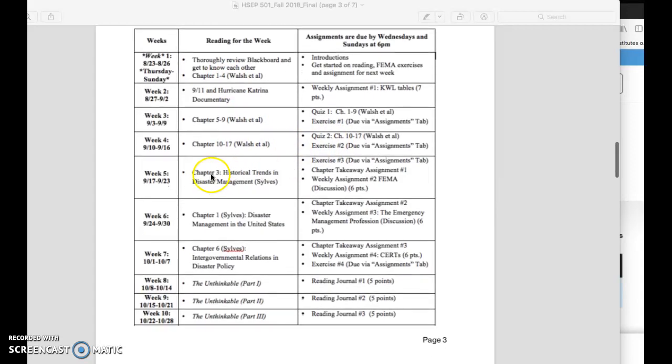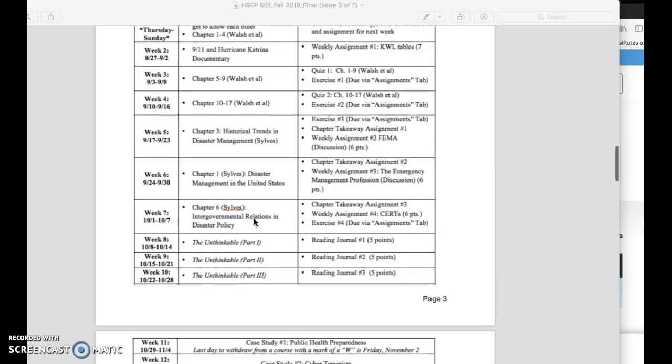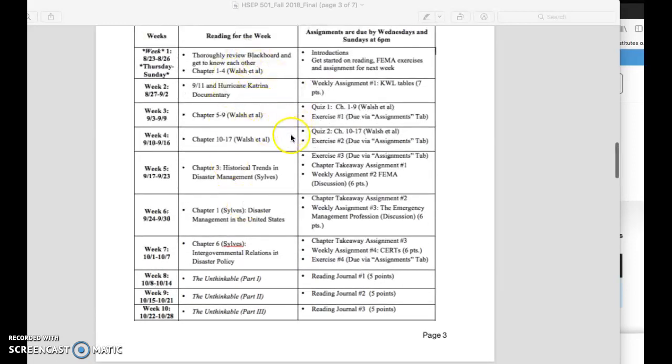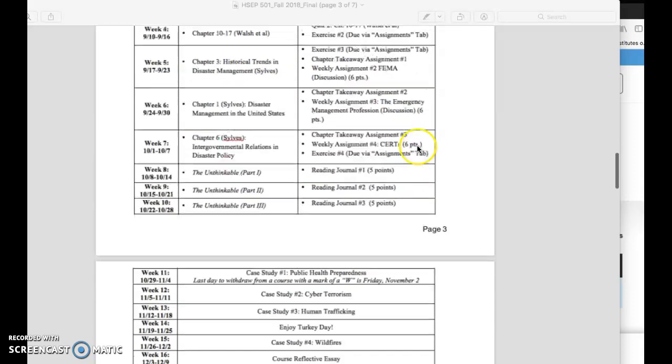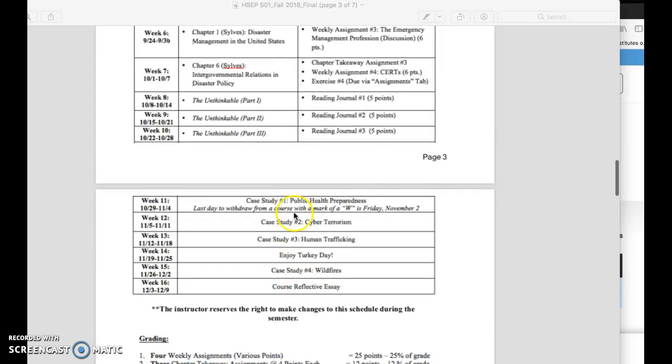Then we hit into the Silves text. We read 3 chapters there. Again, all of those chapters are available in PDF format under course documents. I like to say that this class is broken up into 4 sections, if you will. We have the beginning, we have Walsh, we get into the text. Then I have you doing reading journals and reading the quote-unquote novel, The Unthinkable. And then we end the course in case studies.